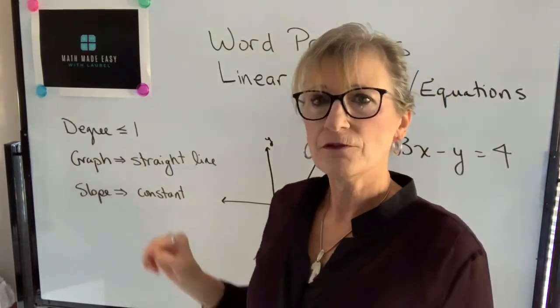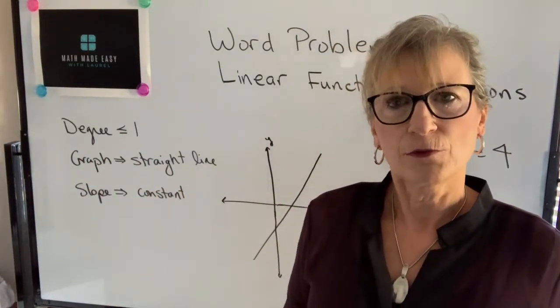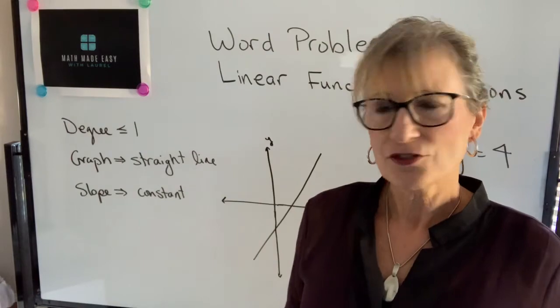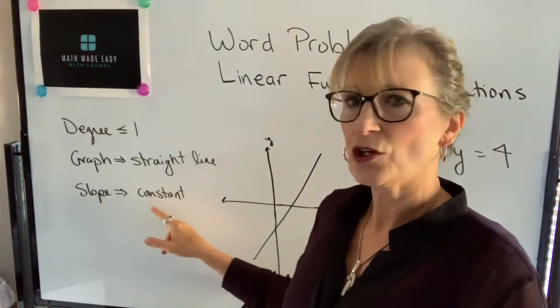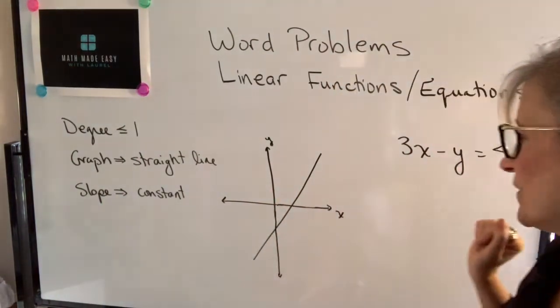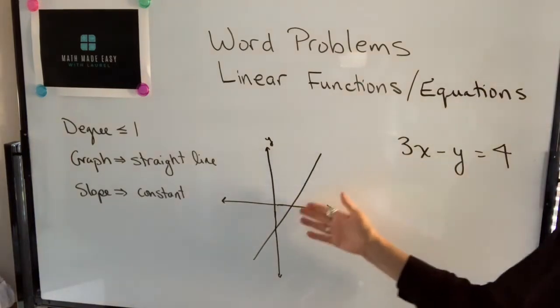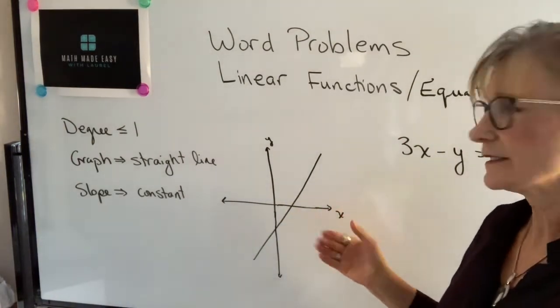When you draw the graph of a linear function, the graph will be a straight line. And because it's a straight line, the slope of it will be constant. So if we took a look at this example, the graph would look something similar to this.